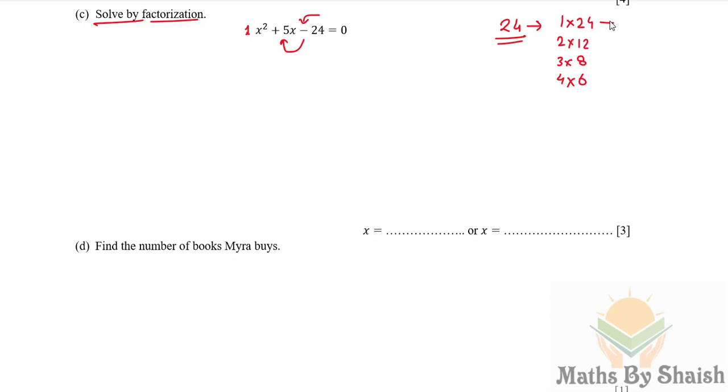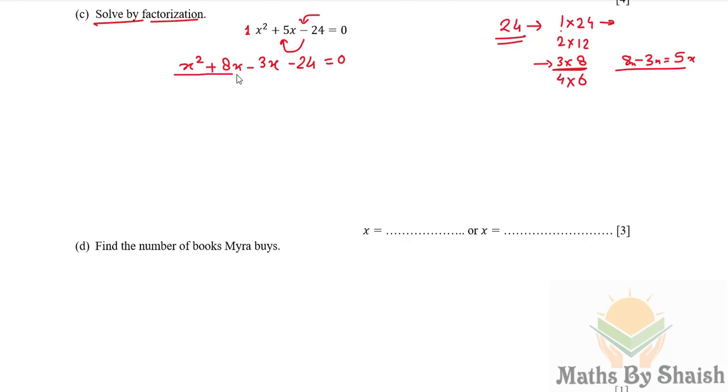Subtracting 1 and 24 we'll never get 5, 2 and 12 will never give 5, 4 and 6 of course will not give 5. The only possibility is 3 and 8. If we subtract 3 from 8 we'll get 5. So we are going to write 5x as 8x minus 3x, and then it can be factorized. So x square as it is, minus 24 as it is, only 5x we write as 8x minus 3x.